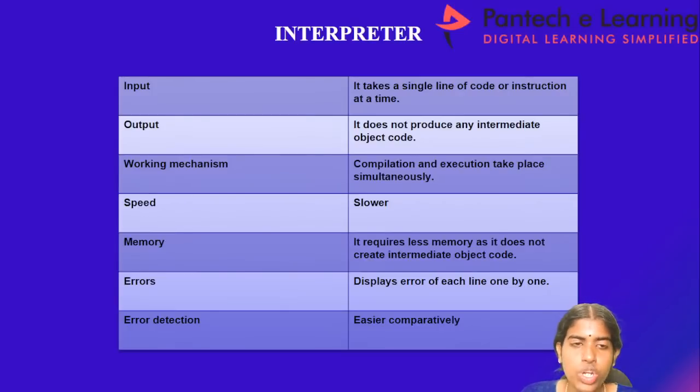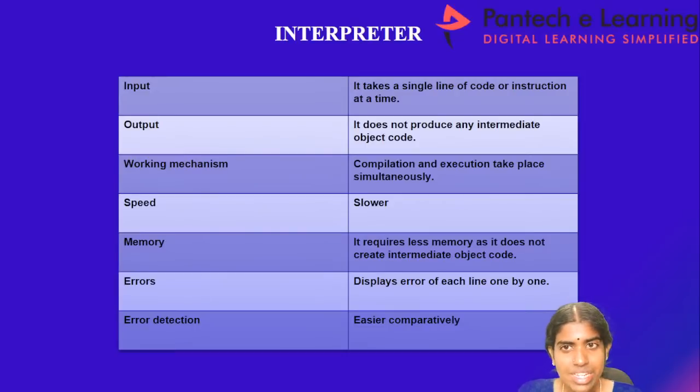I have an input module, an output module, and working mechanism. How does an interpreter work, the speed of an interpreter, memory, errors, error detection. All these are the different modules that are present in an interpreter. Clear with this? So what are all the different units or modules that are present in an interpreter? I have an input module, output module, working mechanism, speed, memory, errors and then error detection.